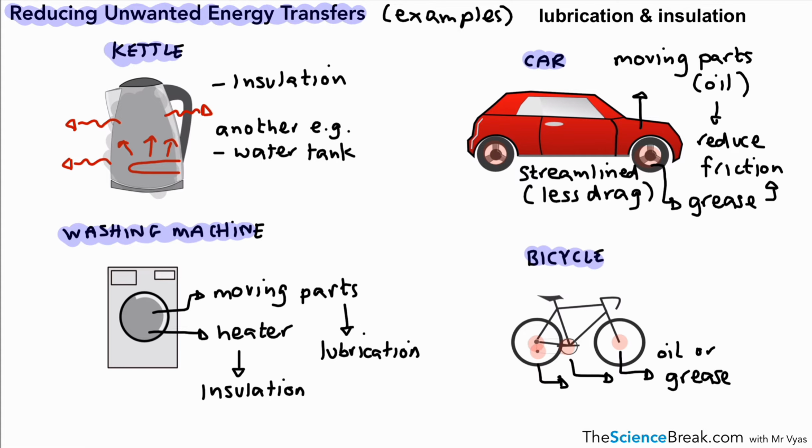So the idea basically is that we can often use lubrication and insulation in order to reduce unwanted energy transfers in appliances or various gadgets that we use around the home.